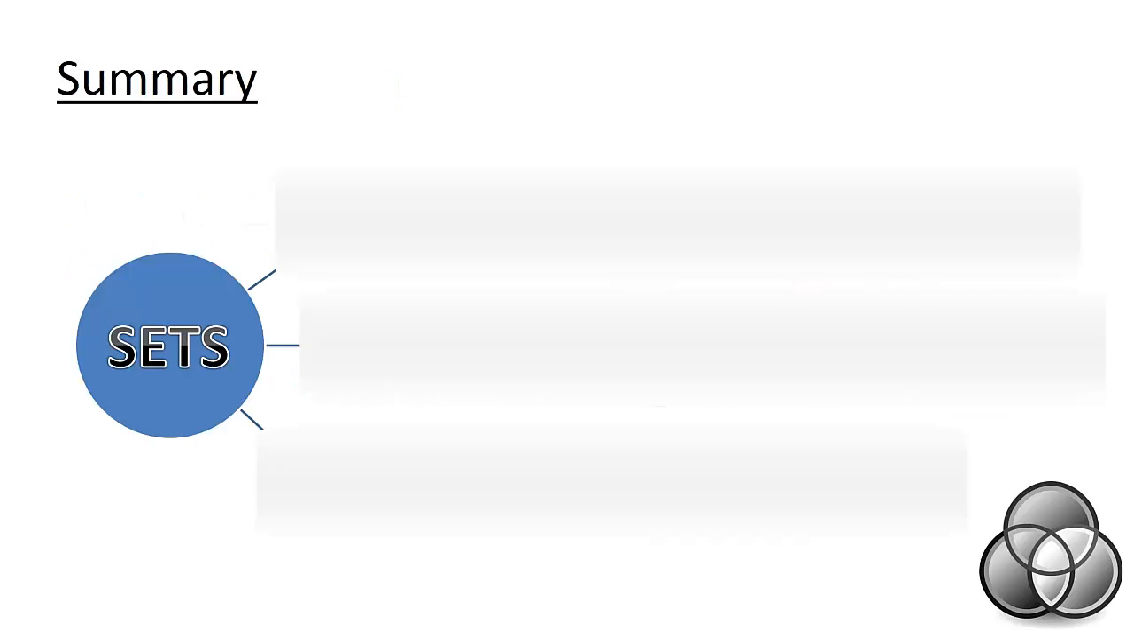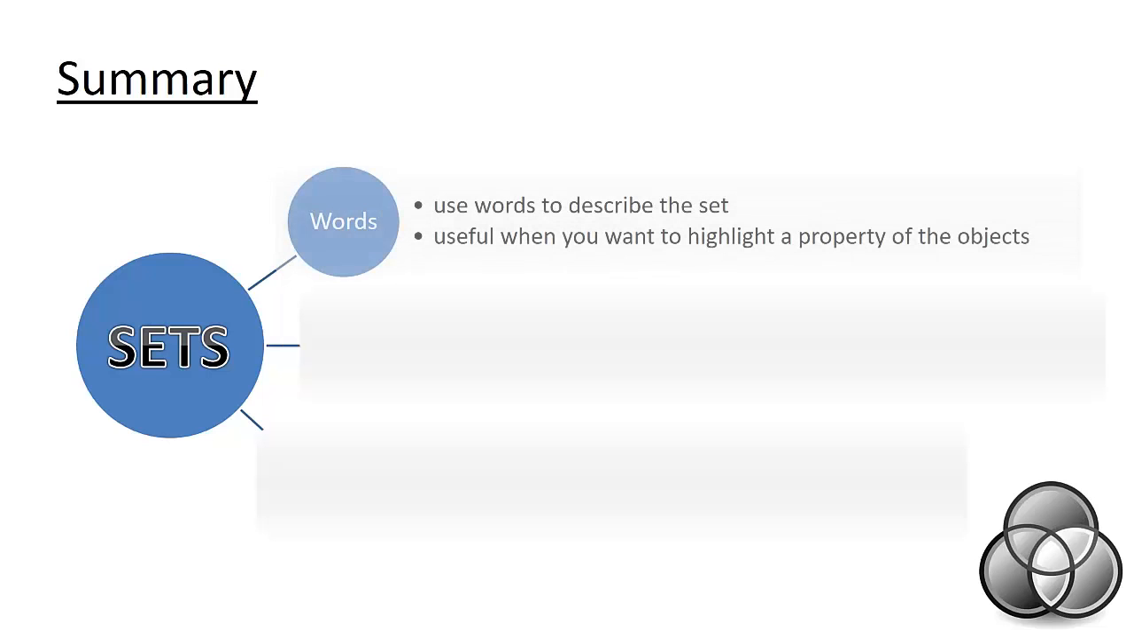In summary, we have seen three different ways to refer to sets. The first is to describe the set using words. Often this is used as a way to ease into the more algebraic ways to represent a set. Using words can be helpful when trying to highlight a property of the objects in the set, as using more algebraic notations might lose some of this information in translation.